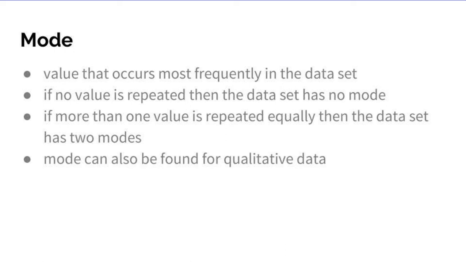Alright, and the mode, unlike the mean or median, can also be found for qualitative data. So if I ask people their favorite color and 14 people say red and that was the most picked color, then we could say that red is the mode of that data. So with the mode, we can also use qualitative data and find that.